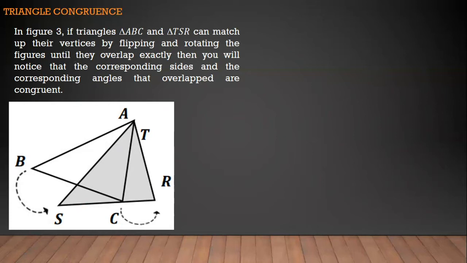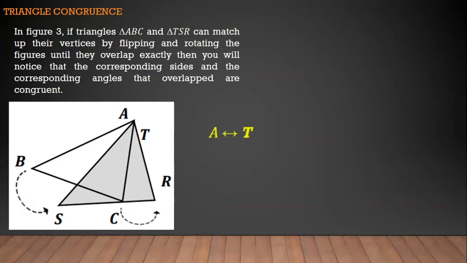Okay? So, in figure number 3, if triangles ABC and triangle TSR can match up their vertices by flipping and rotating the figures until they overlap exactly, then you will notice that the corresponding sides and the corresponding angles that overlap are congruent.